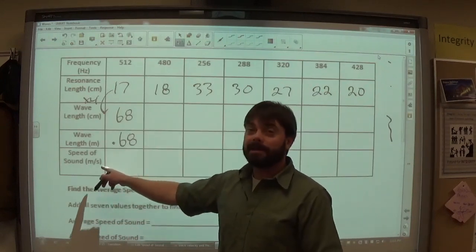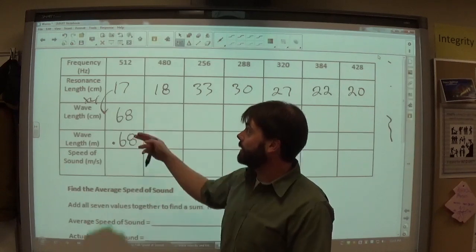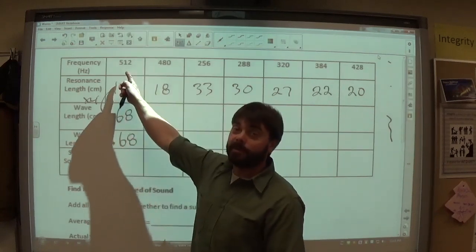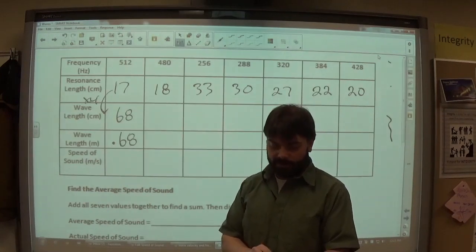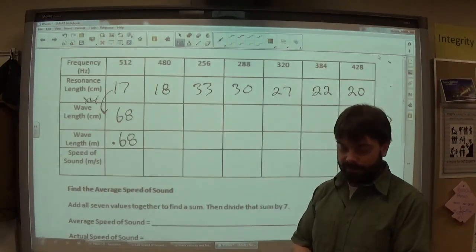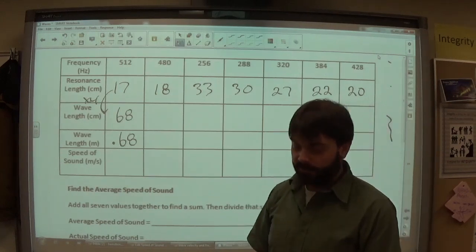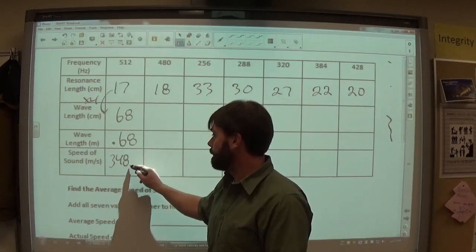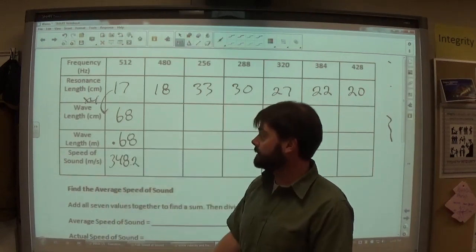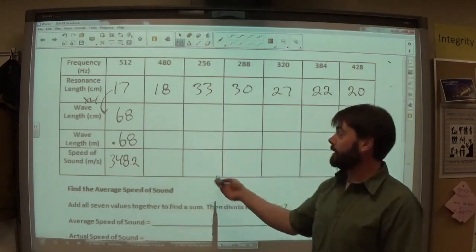To calculate velocity or the speed of sound, remember that it's frequency multiplied by the wavelength. So we have frequency up here, which is 512. If I multiply that 512 by the wavelength, 0.68 meters, this gives me a value of 348.2 meters per second. So you guys should continue on, do the rest of the calculations.